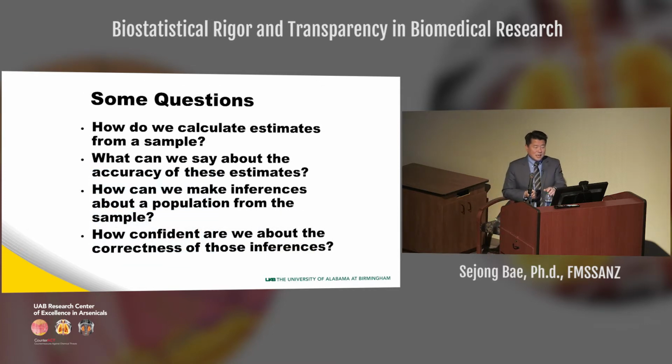How do we calculate the estimate from the sample? You guys do like mean, median, and median survival, and proportion. Those are the estimates. And how can we say about the accuracy of this estimate? We do capture the estimate based on the confidence interval. And how can we make inference about a population from the sample? That's based on the probability inferential theory. And how confident are we about the correctness of those inferences?